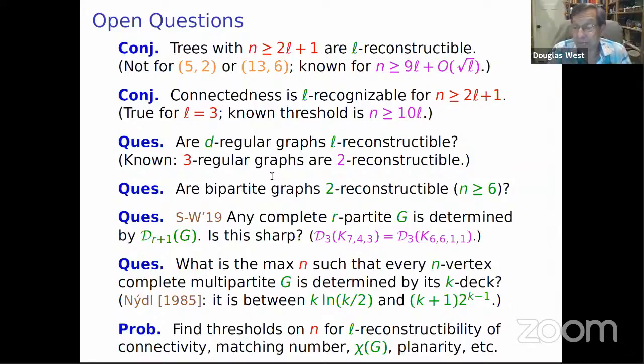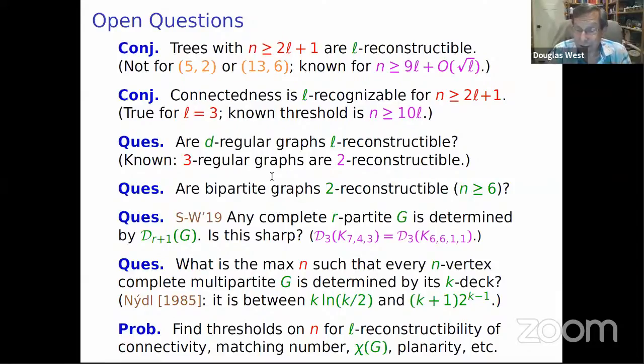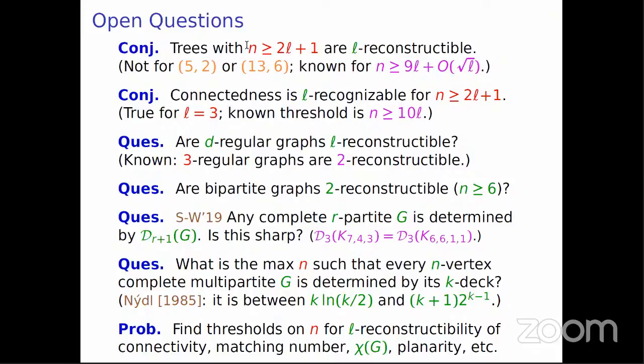The Hamiltonian cycle problem is NP complete. But we can reconstruct the number of spanning cycles from the deck. Well, it takes a long time to do that, right? So there's no conception or discussion of how long it takes to do anything. So if you can reconstruct a graph from its deck or its L deck, yes, that determines the graph, and any other graph not isomorphic to it would not have the same deck. Okay, that's what reconstructible means.